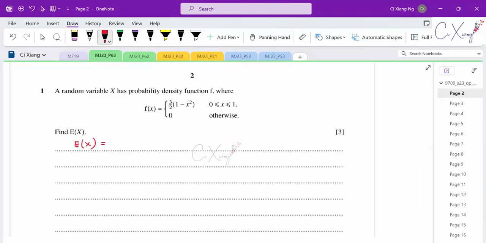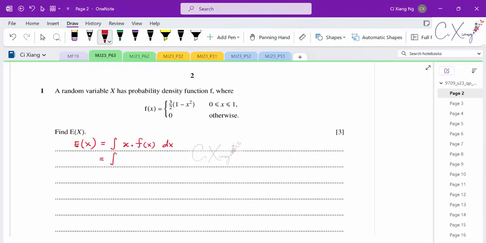Okay, so to find this expected value of x, or the mean, you basically need to integrate over the whole domain of x. You have to take the variable x and multiply it with the function. Only then do you start the integration. This is basically the formula to find the mean.